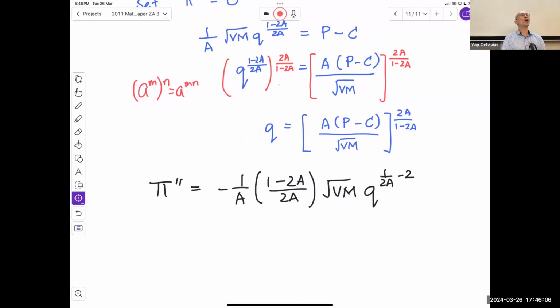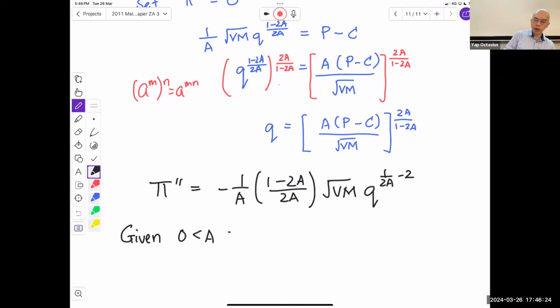See, now all quiet already. Okay, we have a condition. We need the condition first. Given that, because this part we don't need to care, but it's this part that we need to be bothered about. Given that A is between 0 and half. Okay, this is where we're going to work. Starting point.